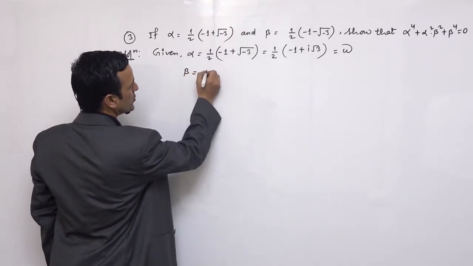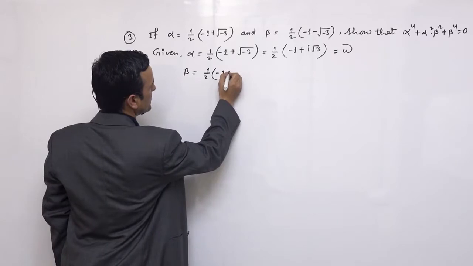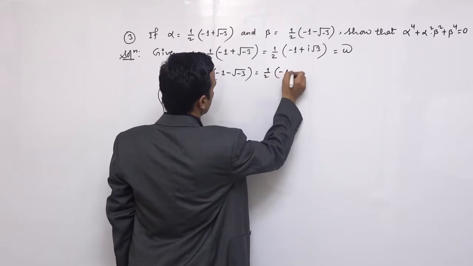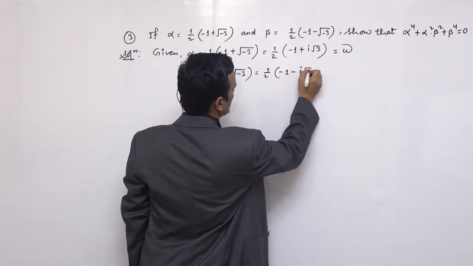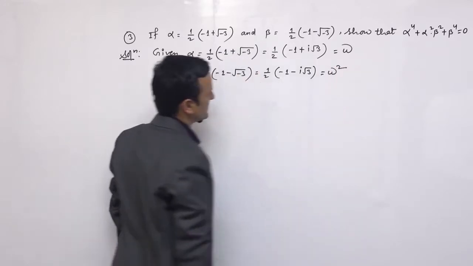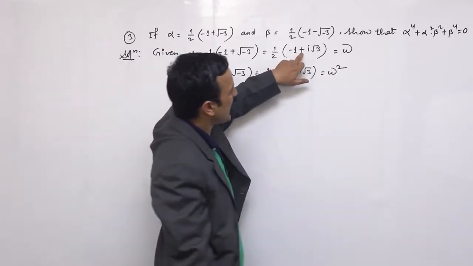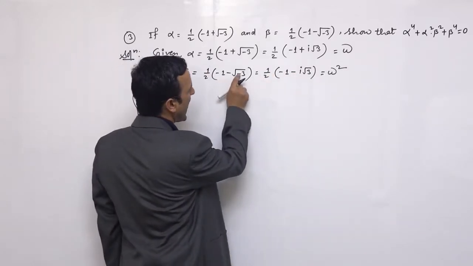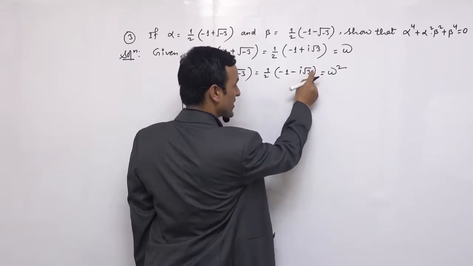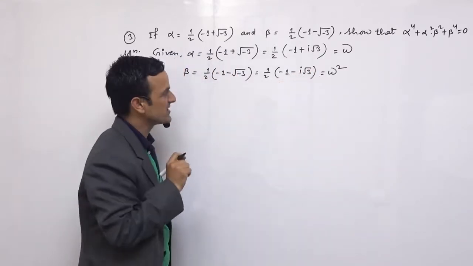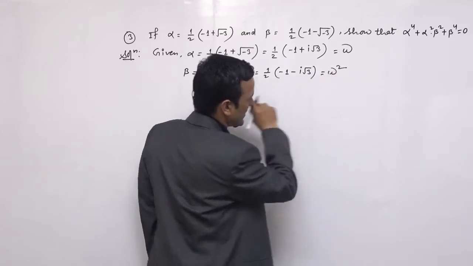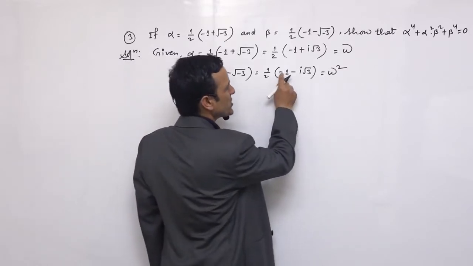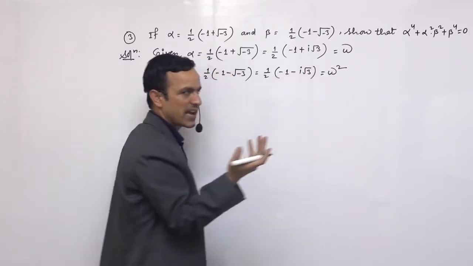And beta is equal to 1 upon 2 into minus 1 minus root under minus 3. That means 1 upon 2 into minus 1 minus I root 3. So it is omega square. So the only difference is plus and minus. When we remove the root here, I square comes inside, and when we bring that I square outside, only I remains. Such a term we call omega square, which we already mentioned earlier in the properties. Minus 1 minus I root 3 divided by 2 means omega square.